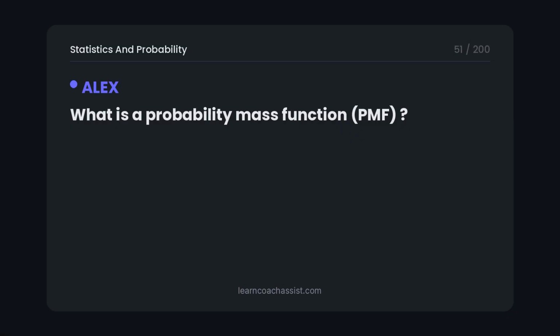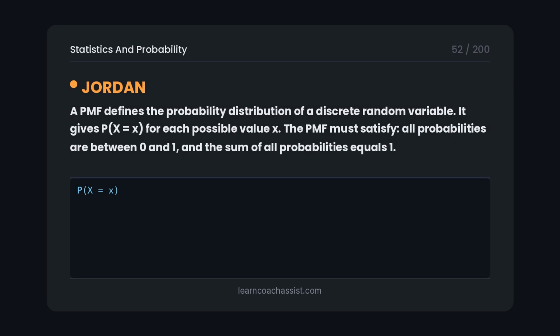What is a probability mass function, PMF? A PMF defines the probability distribution of a discrete random variable. It gives P(X = x) for each possible value x. The PMF must satisfy: all probabilities are between 0 and 1, and the sum of all probabilities equals 1.